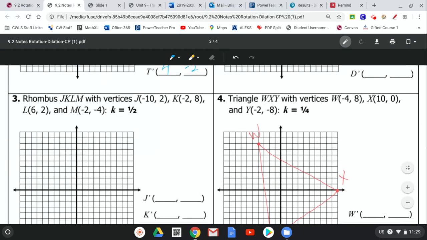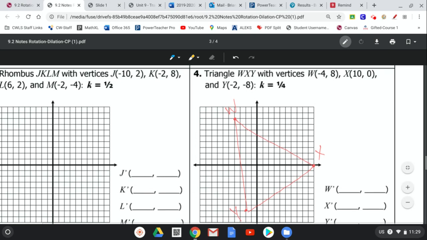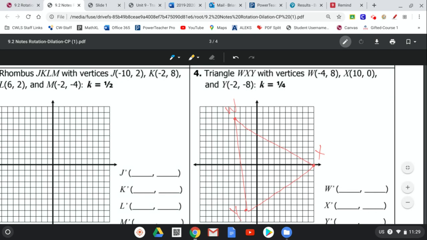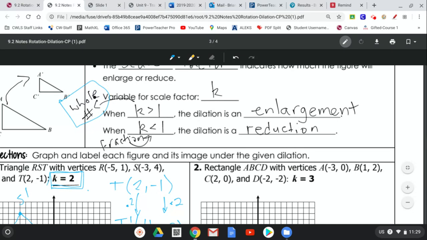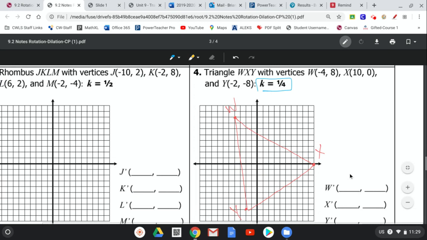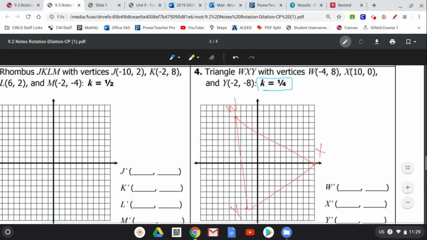Now, I want you to do numbers 2 and 3 on your own, but look at number 4 first, because number 4 is a little bit different. So before you do number 3, look at number 4, so make sure you're on the right track. Our scale factor is 1/4. Now, 1/4, like we talked about, means that our k is a fraction, so it is going to be a reduction. I have the original figure plotted on the graph, triangle WXY.